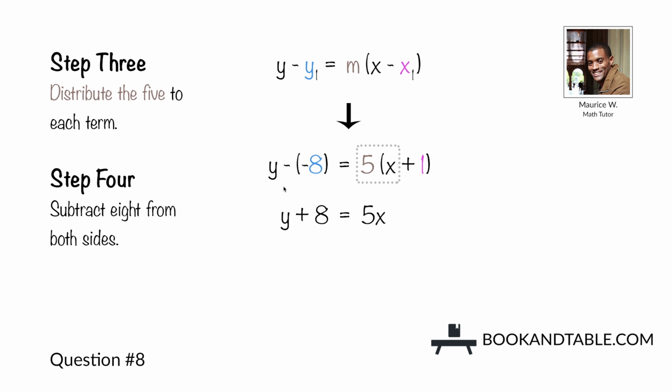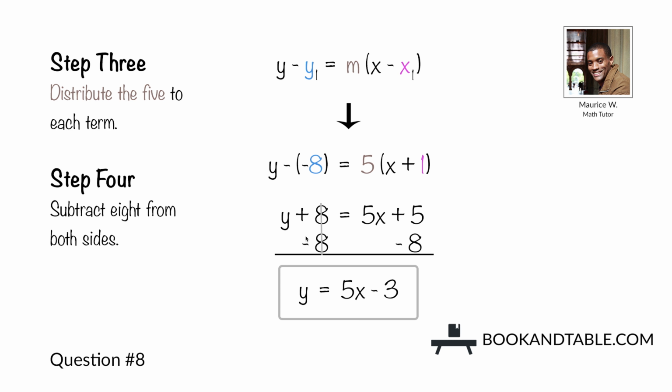So step 3, distribute the 5 to each term inside the parentheses here. 5 times x is 5x. 5 times positive 1 is positive 5. So that leaves us with the equation y minus negative 8, which is y plus 8, is equal to 5x plus 5. We want to get rid of this positive 8. So step 4 is to subtract 8 from both sides.